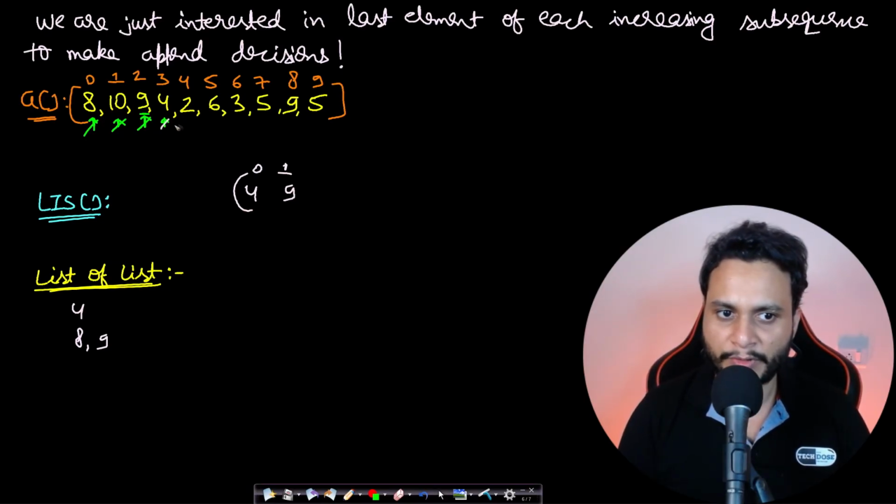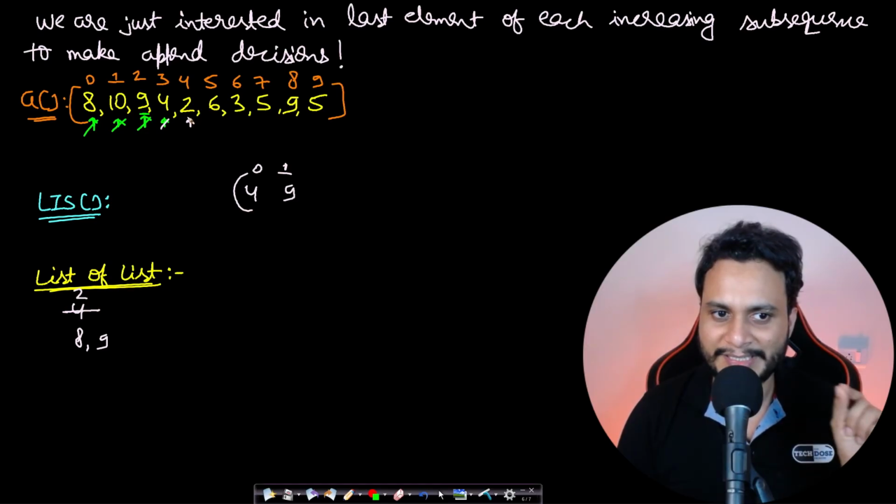Now let's go to the next point, which is 2. If you see 2, again you have to make a new list starting with 2, because you cannot append it after 4, and you just discard this 4. What happens in this single dimensional array? You have to find the first index which is greater than equals to 2. That is index 0, and you have to override this with 2 simply.